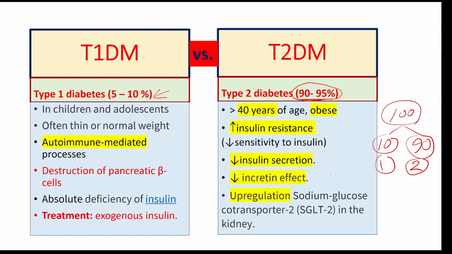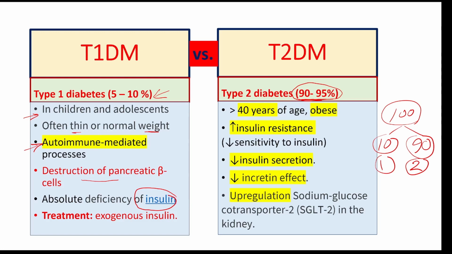Type 1 diabetes mainly happens in young children and adolescents. Patients are normally thin or have normal weight, and it is mainly related to autoimmune disease. This will lead to the destruction of pancreatic beta cells, and the patient here has no insulin. So the patient has no insulin. The treatment here will be insulin only.